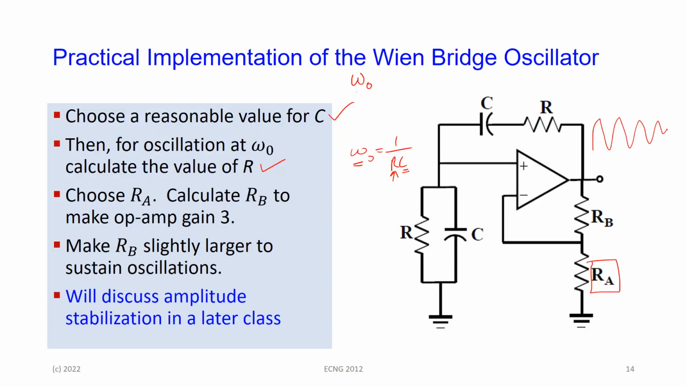One of the little issues with this is, of course, it's not easy to change the frequency. If I have to change the frequency of this, I have to change either both C's or both R's together, because they have to match. The C's have to match and the R's have to match. So usually for a Wien bridge type of oscillator, if you have to do frequency changing, you have to have the capacitors and the resistors change in pairs.